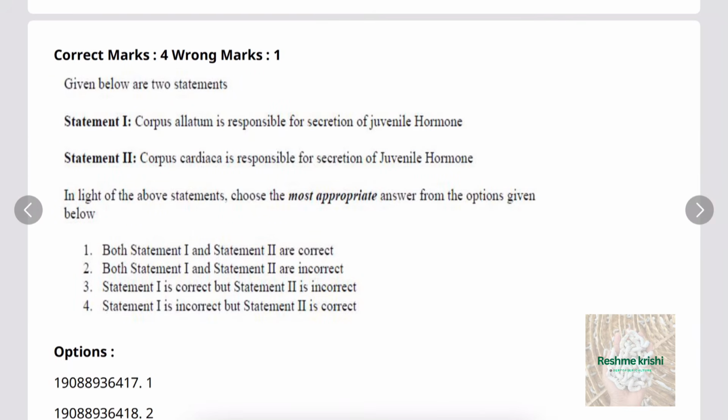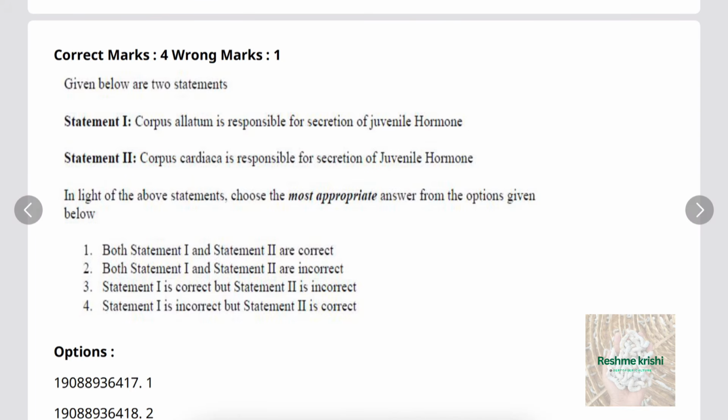Corpora allata, we have discussed it earlier. Corpora allata is responsible for secretion of juvenile hormone. Is it correct? Nope. Corpora cardiaca is responsible for secretion of juvenile hormone. Is it correct? Nope. But see, corpora allata is responsible for secretion of juvenile hormone, but corpora cardiaca stores this one.